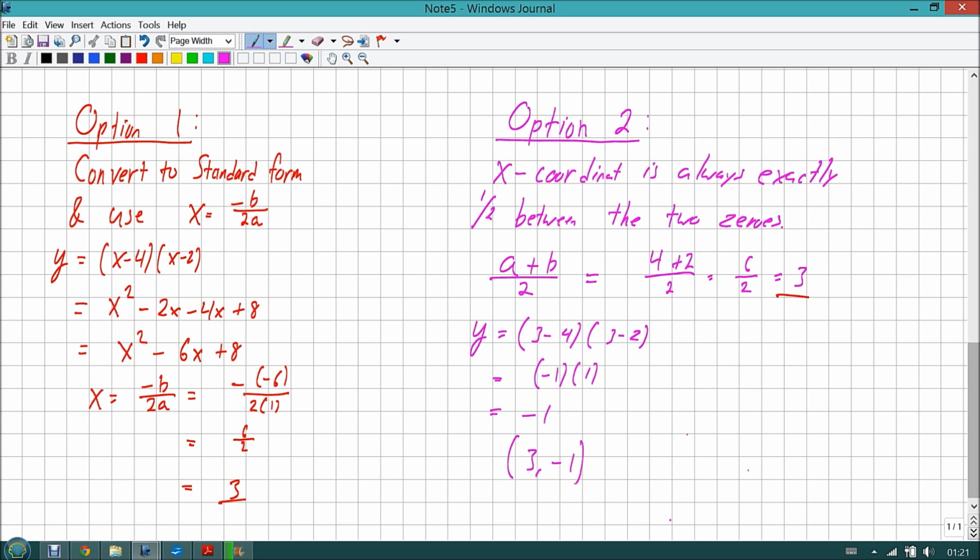And the same thing with option 1. I'd plug in 3 to this equation right here, and it would give me the same output. Don't believe me? Feel free to do it yourself. So I prefer option 2, but again, this is personal preference. If you don't like option 2 and you can't remember the midpoint formula, feel free to convert it to something that you are more familiar with and use it.